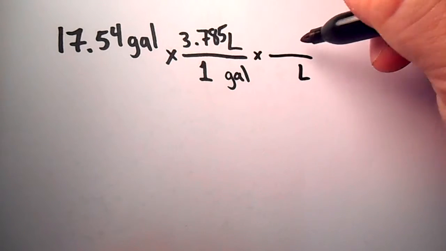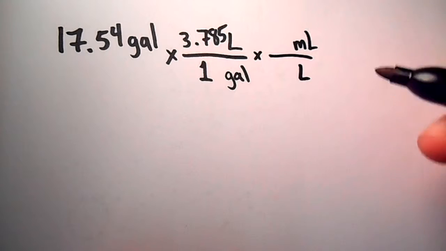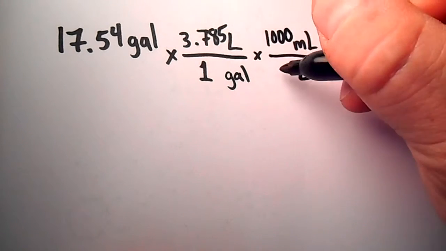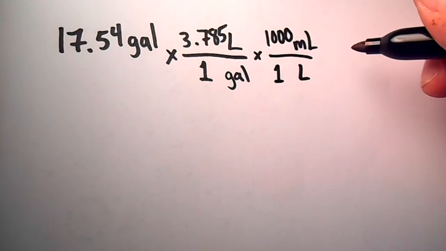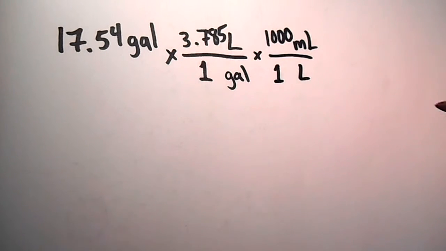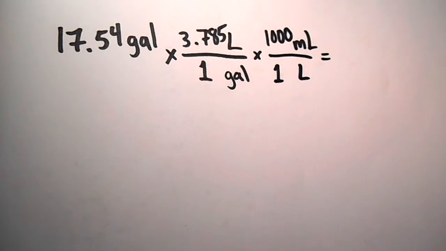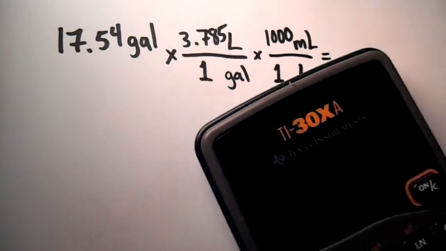Liters is going to cancel on the bottom, and I want to be left with milliliters. So I'm going to say for every 1,000 milliliters, there's exactly 1 liter. That would tell me the witch's volume in milliliters if I do that conversion. Maybe I'll stop the problem here and just calculate that out and see what I get.